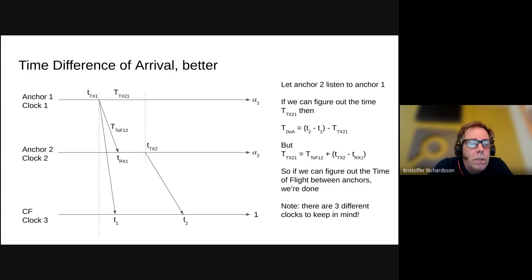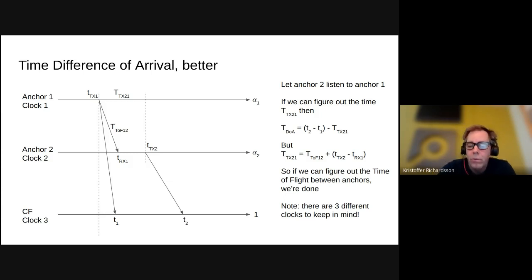To solve this, we simply let anchor 2 listen to anchor 1 as well, not only the Crazyflie listening to anchor 1. That means that anchor 2 will actually know when anchor 1 transmitted. The only slight problem is that there is a time of flight from anchor 1 to anchor 2. So anchor 2 will know when anchor 1 transmitted, except that it also needs to know how far away anchor 1 is.